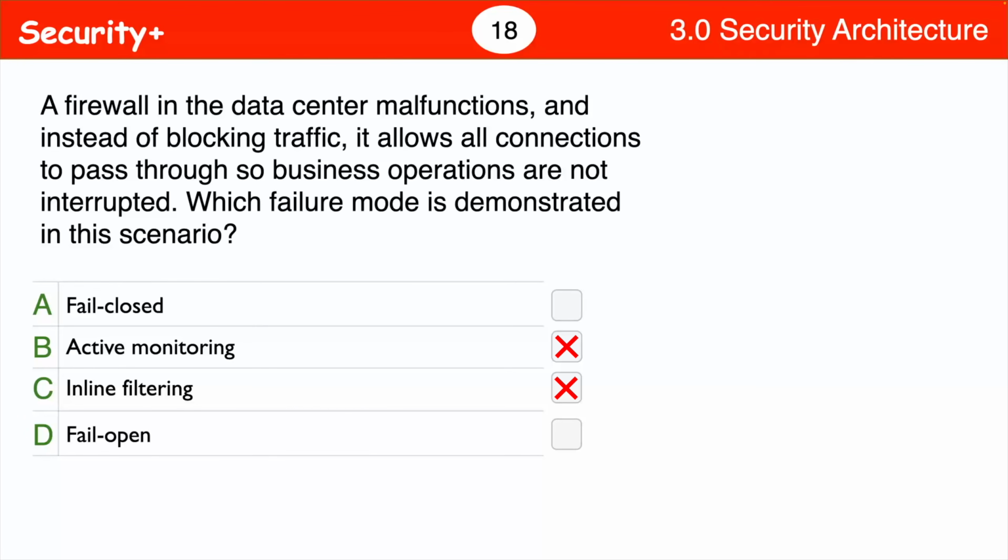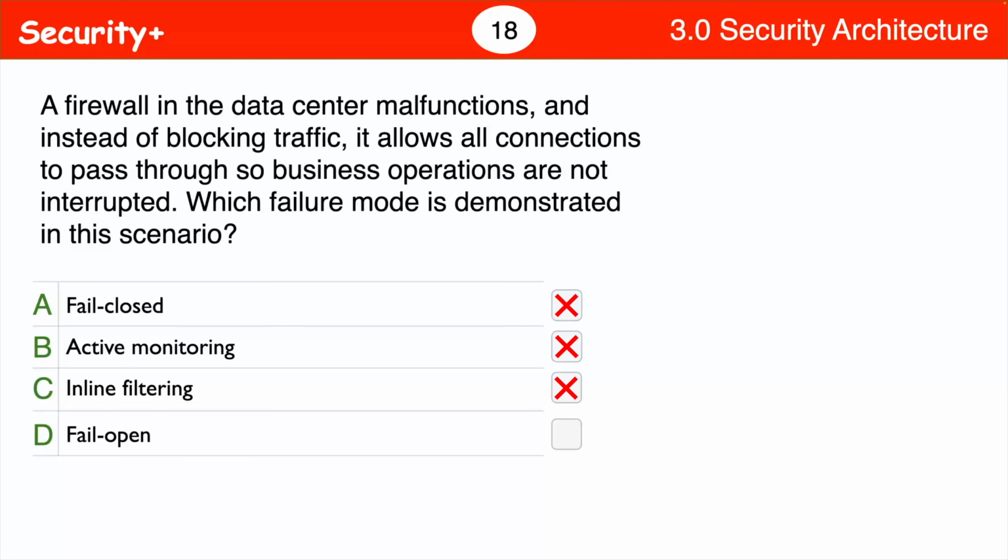And this refers to how traffic is inspected, not how a device responds when it fails, okay? So we can go ahead and rule that one out as well. And finally, we can eliminate A, fail closed.